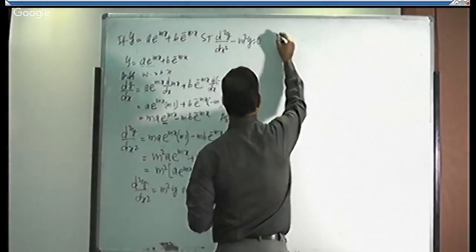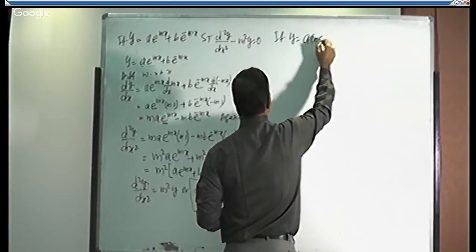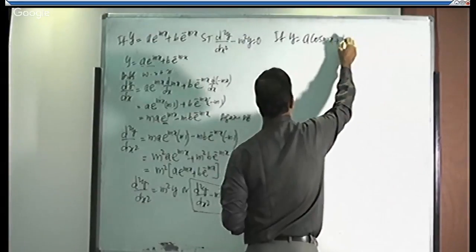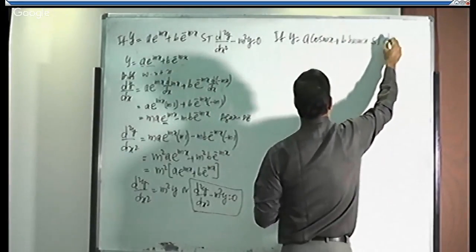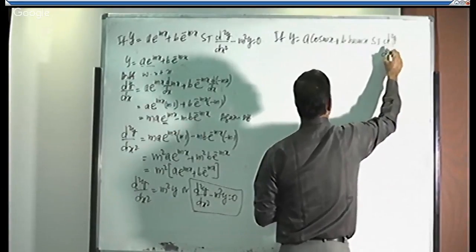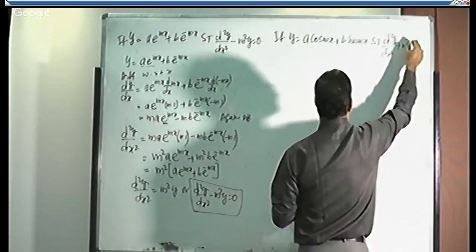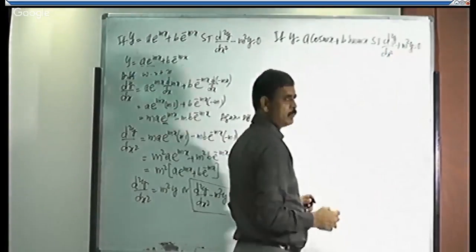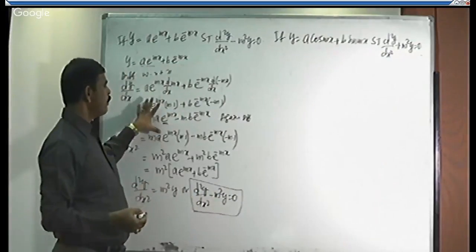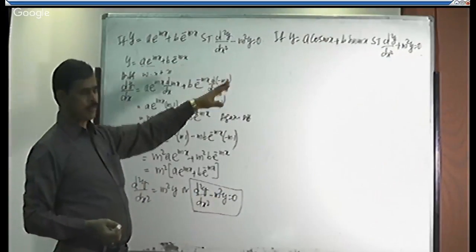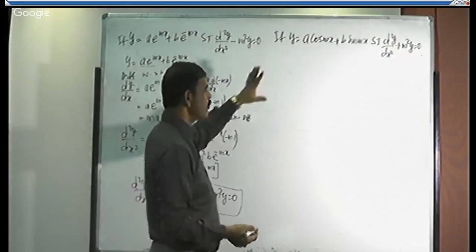Take this. If y is equal to a cos mx plus b sin mx, show that d square y by dx square plus m square y is equal to 0. It is similar to the previous example. If I differentiate the given function 2 times, you will get in this order. By taking m square common, you will get the same answer.